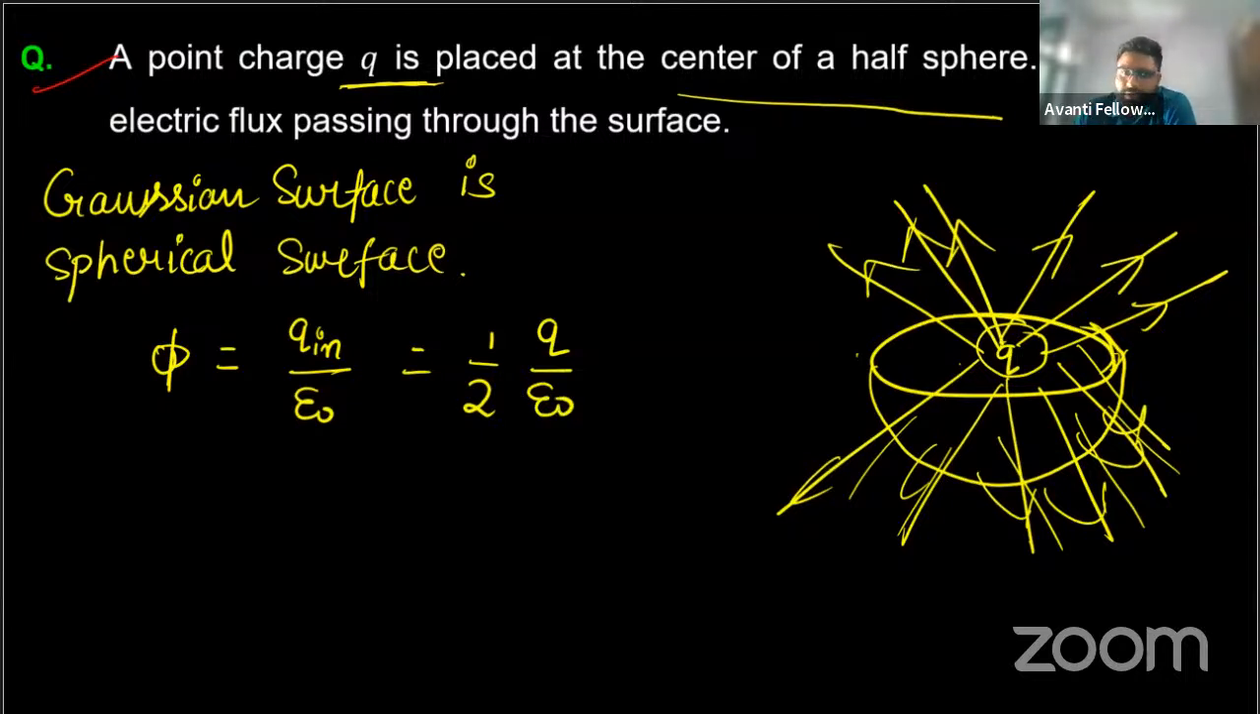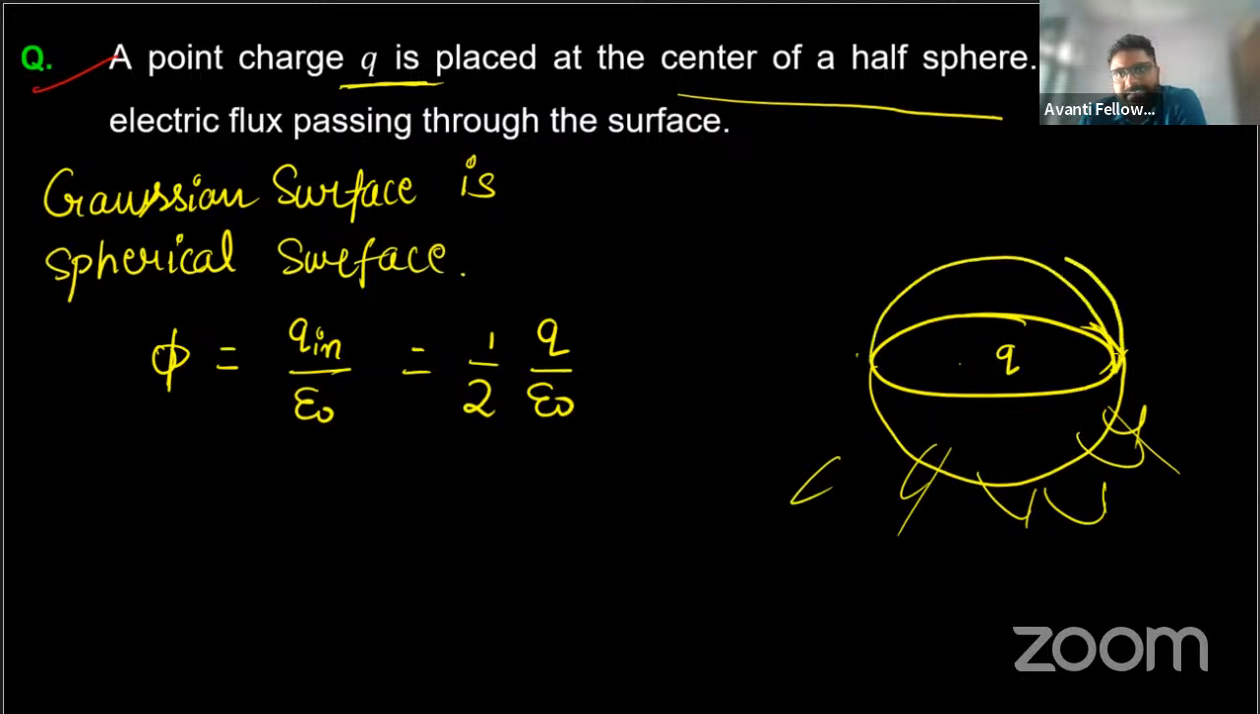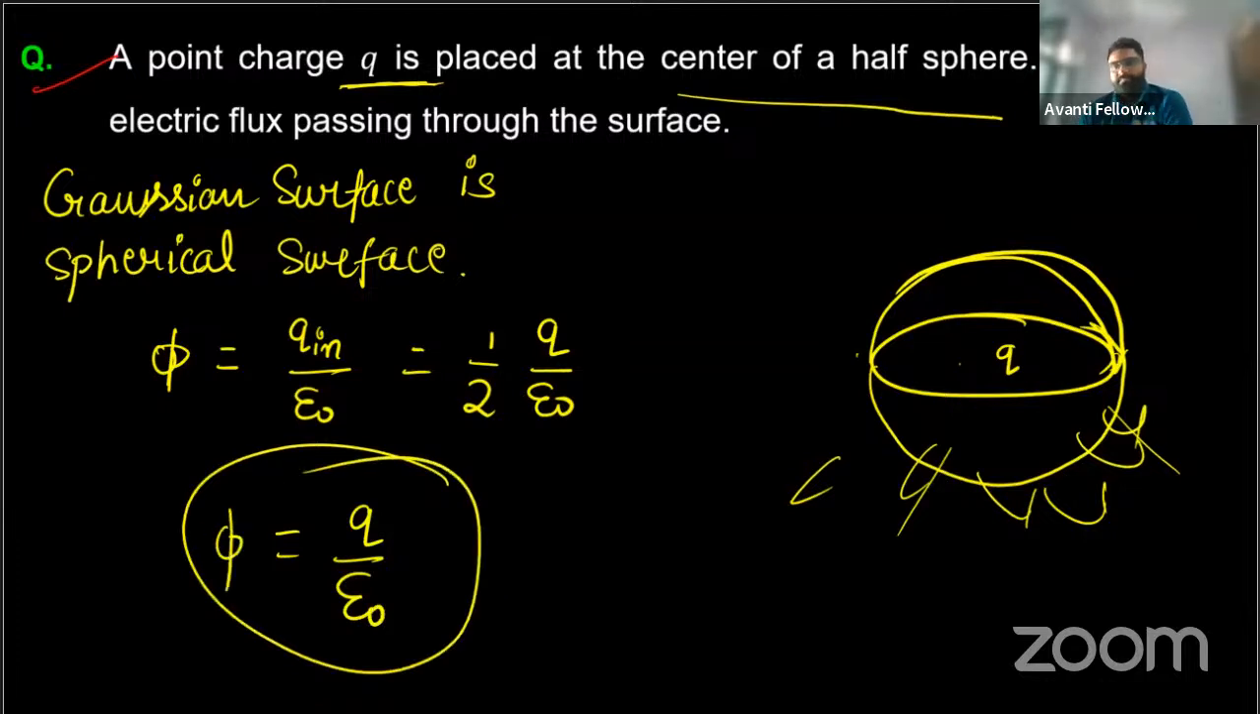Is it clear to everyone? Everyone is clear with this question? Any kind of doubt you having? And suppose this charge is present at the center of the sphere, so in that case what will be the flux? Flux will be charge enclosed by epsilon naught. Clear? Any kind of doubt?